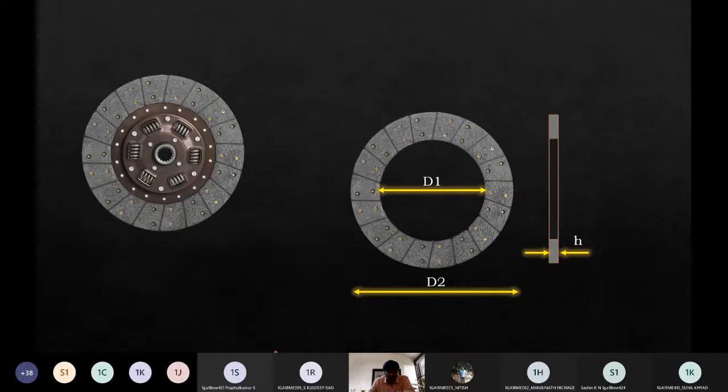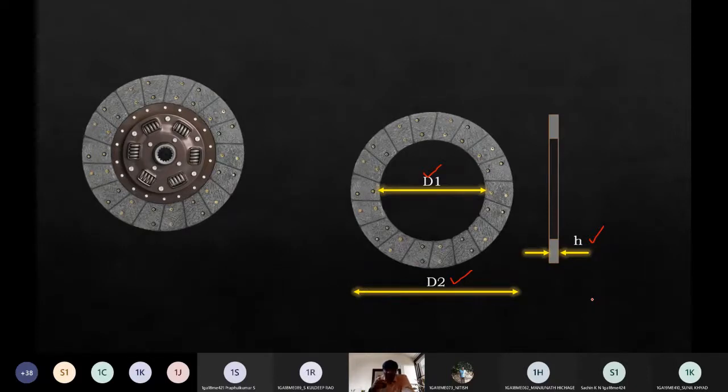Very simple. Your design becomes so simple. At the end of the day, what exactly are you going to find? The dimensions of this part. D1, you will be finding the internal diameter of the friction plate. You will be finding the external diameter of the friction plate, D2, and you will be finding H, the thickness of the friction plate. That is your design. If you can find the values of D1, D2 and H, that is enough.